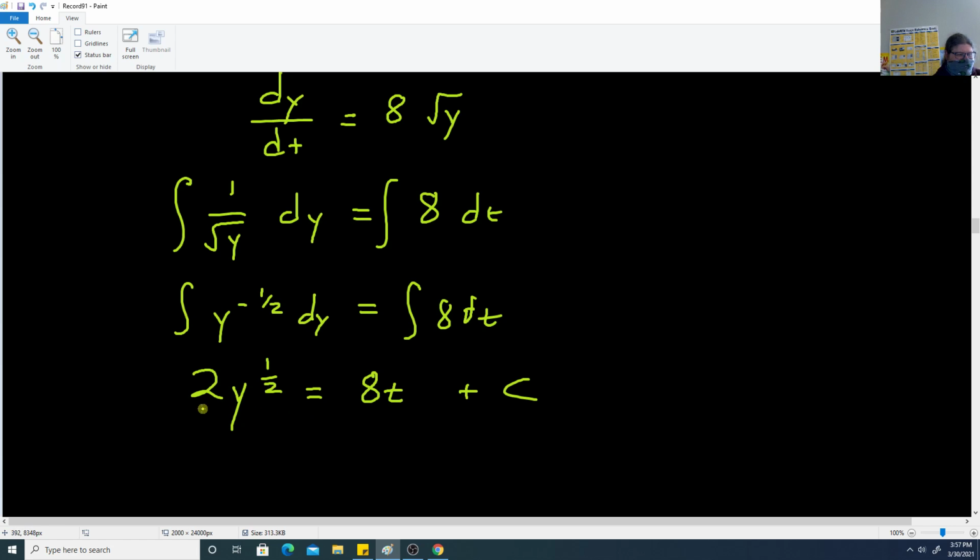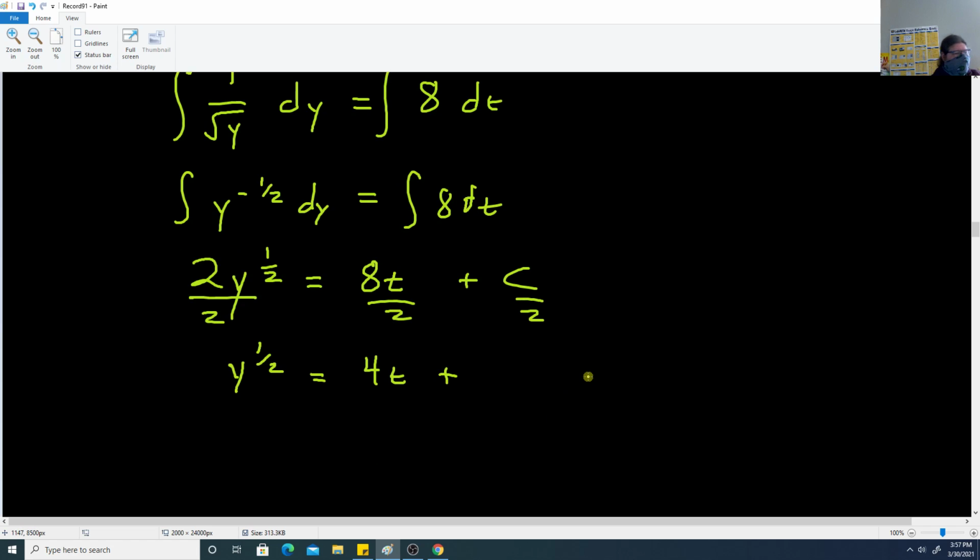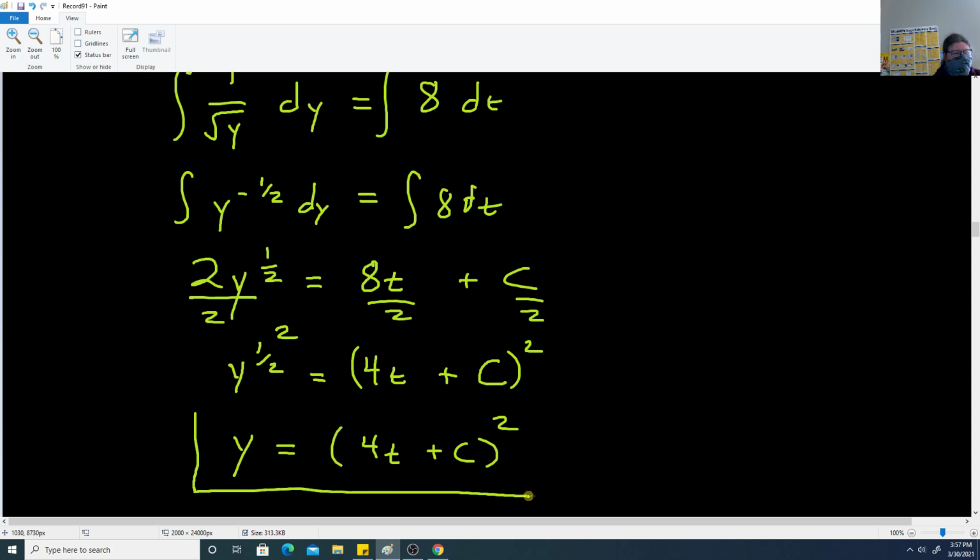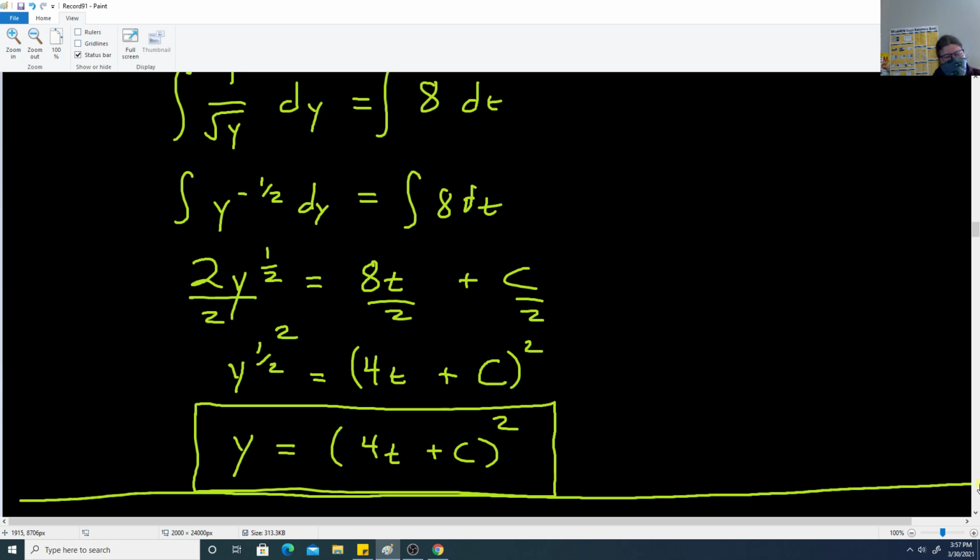I want to get y completely by itself, so I'm going to divide everybody in the equation by 2. So I get y to the 1/2 power equals 4t plus c divided by 2. The constant cut in half is still just a constant, so we'll just say that that's still just c. And then to get rid of the 1/2 power, we're going to square both sides. So our general solution to this would be 4t plus c, whole term squared. So that's a bit about using separation of variables to solve a couple of problems.